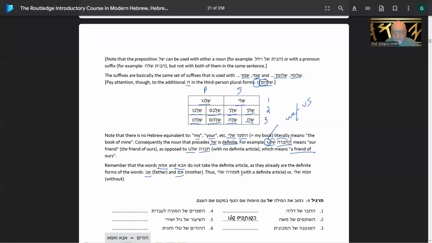Thus, hamore sheli, that's like my teacher with a definite article, versus ima sheli, my mother. In other words, that's without the definite article, because the mother and father are definite because you only have one of each.